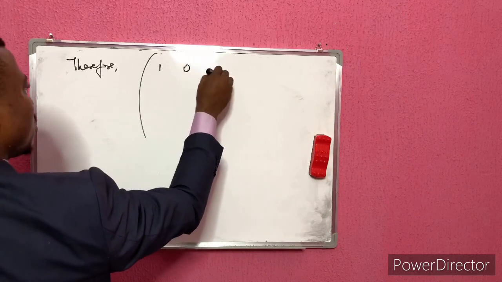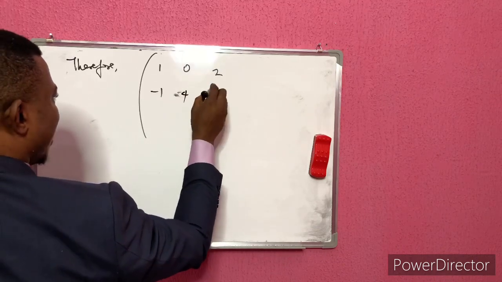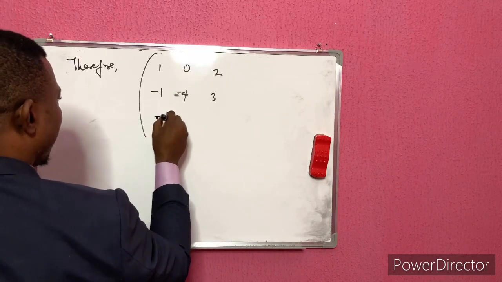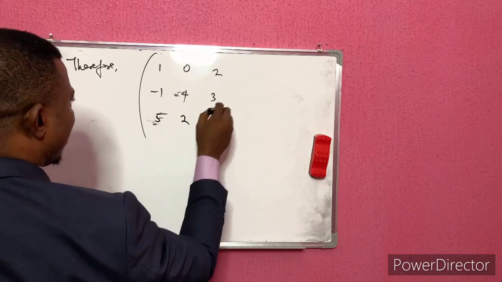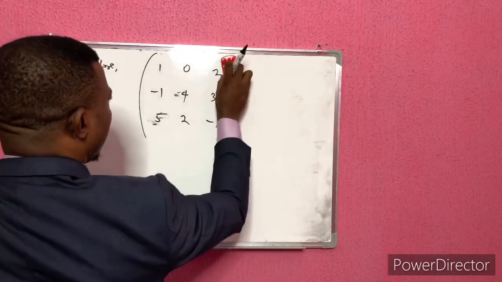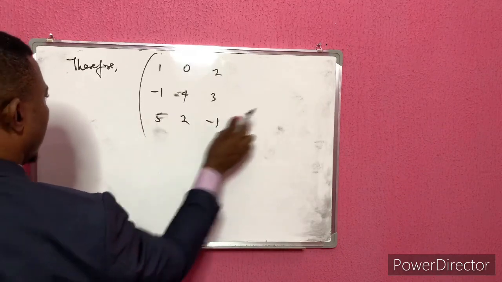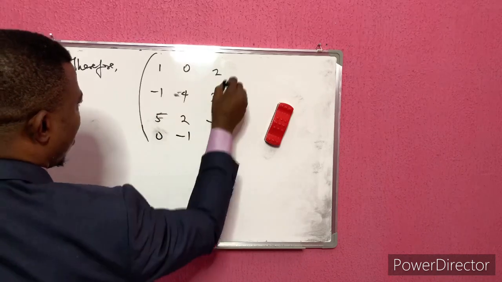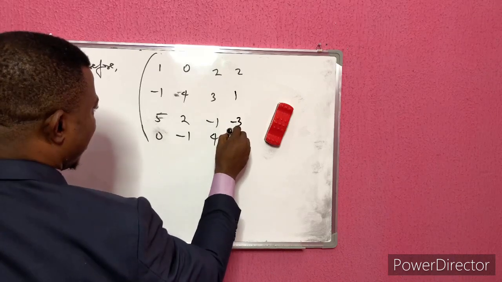1, 0, 2, minus 1, 4, 3, 5, 2, minus 1, 0, minus 1, 4, 2, 1, minus 3, 3.